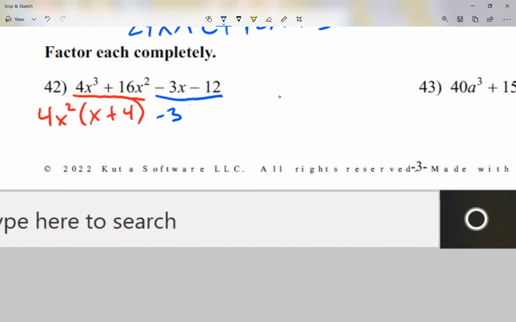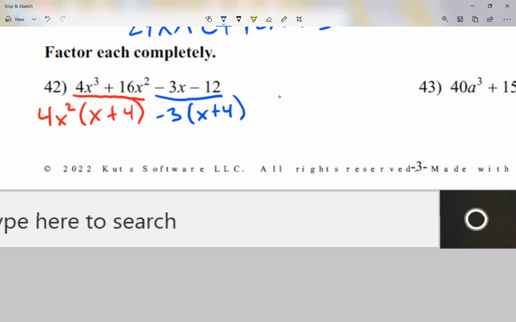I cannot remove letters because my last term doesn't have a letter. So then I see open parentheses, negative 3x divided by negative 3. That gives me a 1x. Negative 12 divided by negative 3. Remember, because I'm dividing by a negative, I'm switching the sign. So that gives me plus 4.